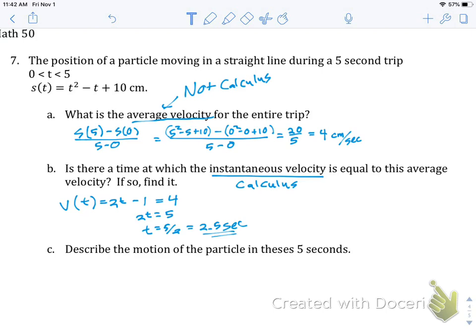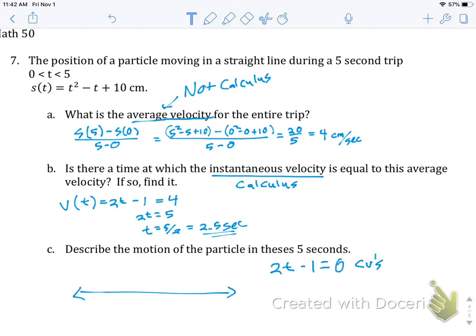There's something called the mean value theorem, which relates to this as well, and that's what it's getting at. But in general right now, it's an exercise of understanding that instantaneous velocity is the first derivative, and average rate of change is a secant slope.